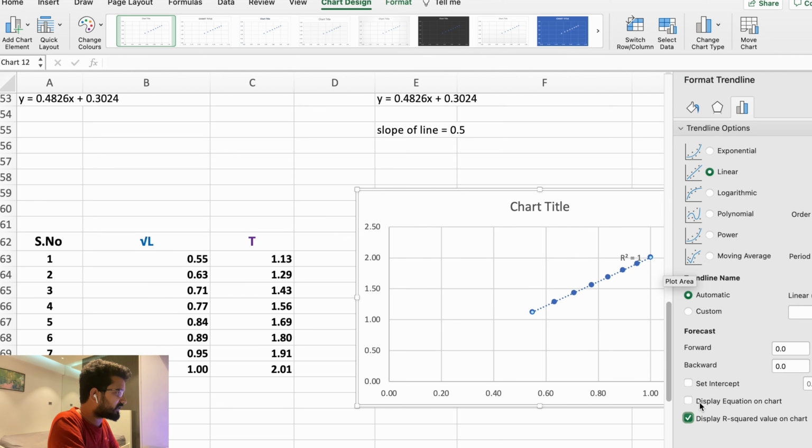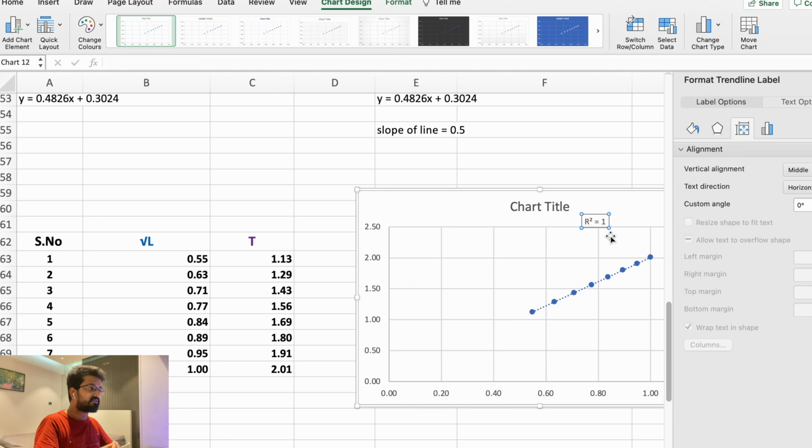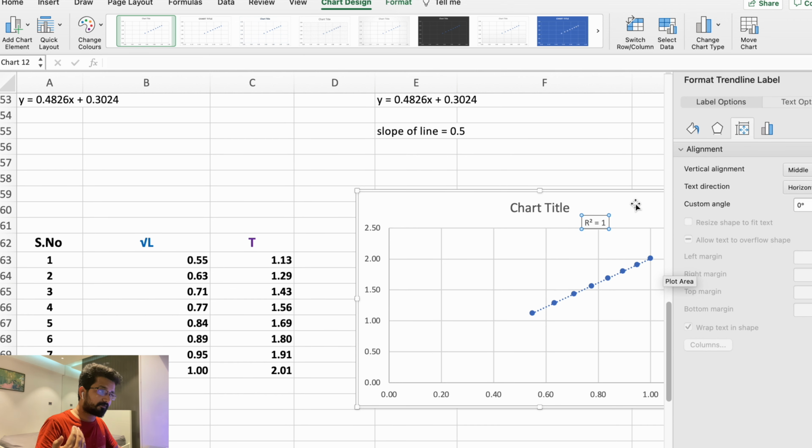What is r square? R square value ranges between 0 to 1, and closer to 1 represents the best fit. Farther from 1, that means closer to 0, represents the worst fit. In this case, as you can see, the value of r square is equal to 1. That means it's the best fit, right? The best fit, nothing can be better than this.